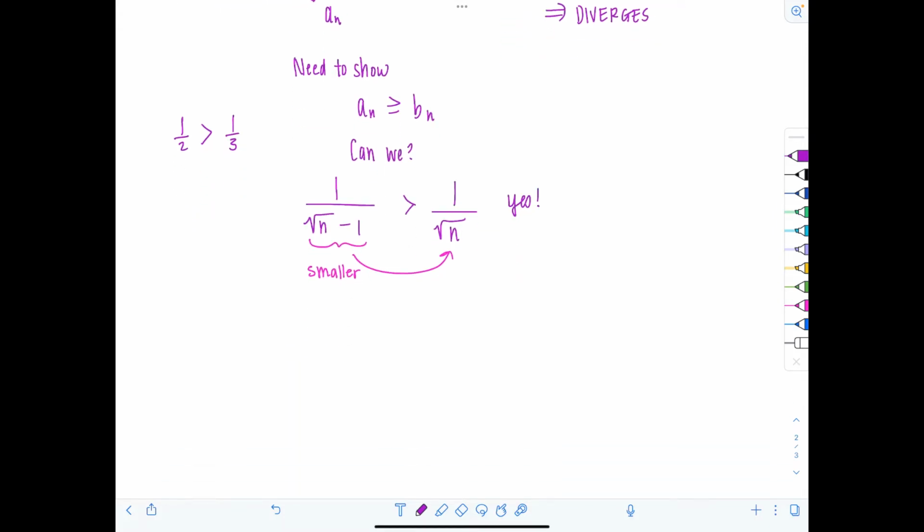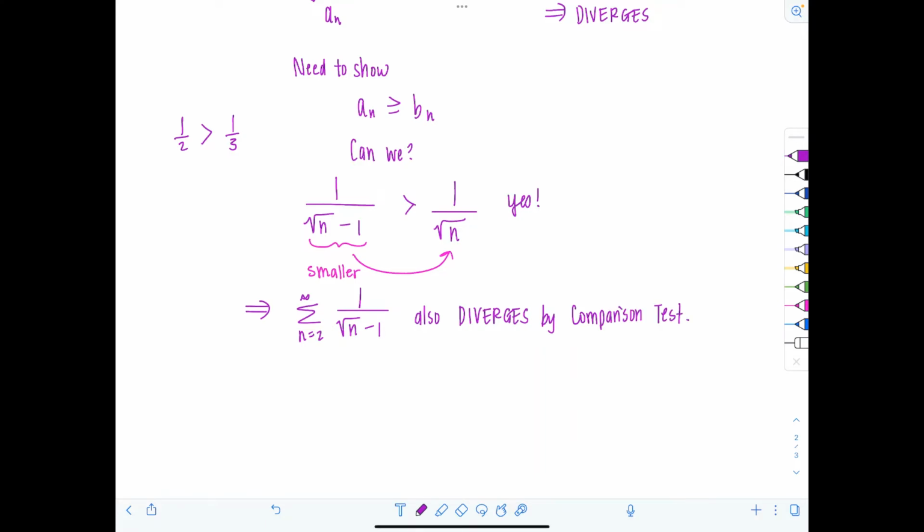We are totally done. That means the sum, n equals 2 to infinity of 1 over rad n minus 1, also diverges by, and then always cite your sources. Say what test you used. The comparison test.